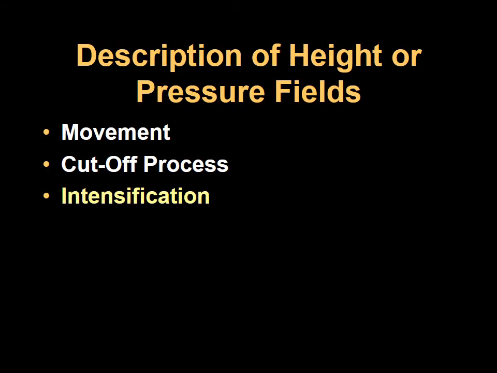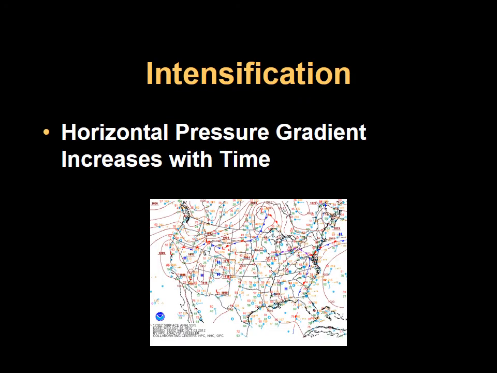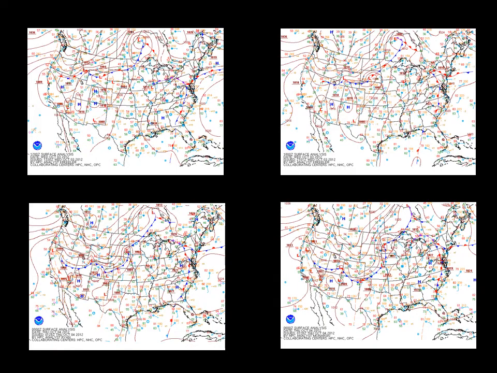We'll move on to our next topic, which is intensification. So how do we describe the intensification of weather systems? When we talk about intensification, that implies that the pressure gradient is increasing with time, or getting stronger. It has nothing to do with the center of the low pressure, but the pressure gradient. In other words, how strong or how close those isobars are. And here are some pictures that show an intensifying weather system over a period of time.